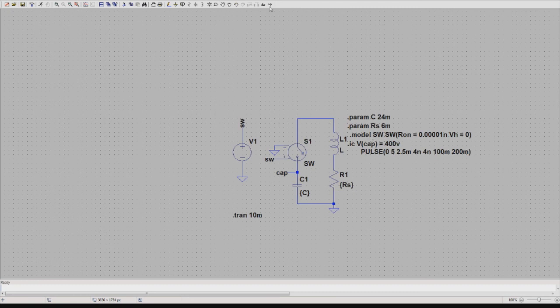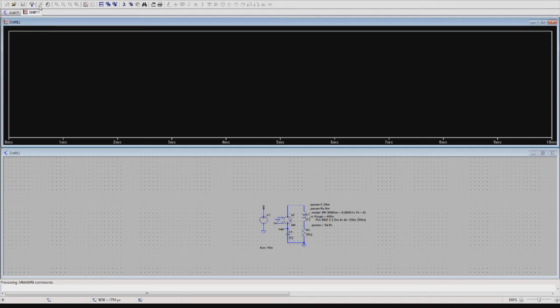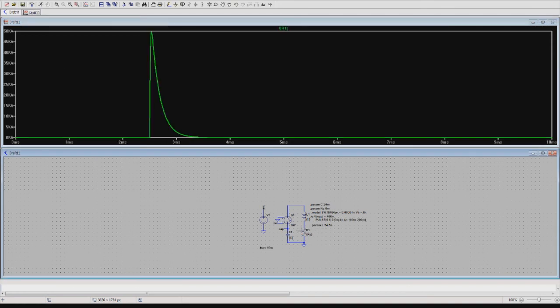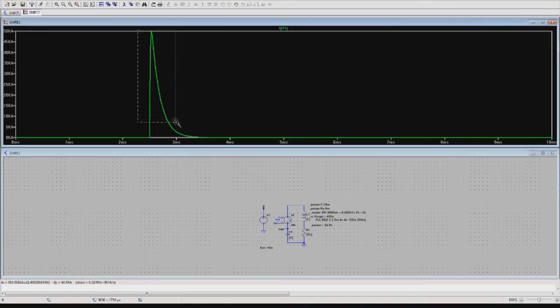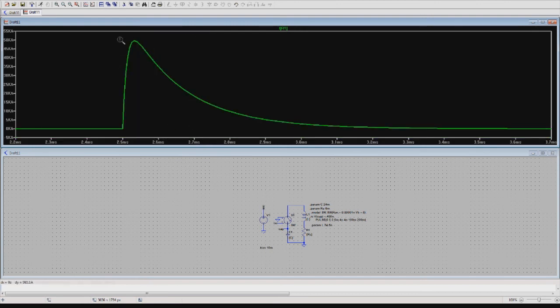And the parameter will be 75. How much was it? 74.5 nanohenries. So let's add this and let's run it. Let's see what we get in current. Of course, a much better curve, as you can see.